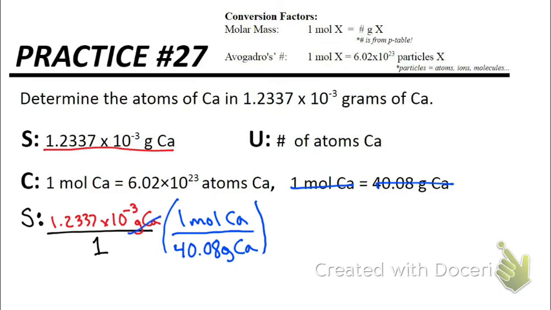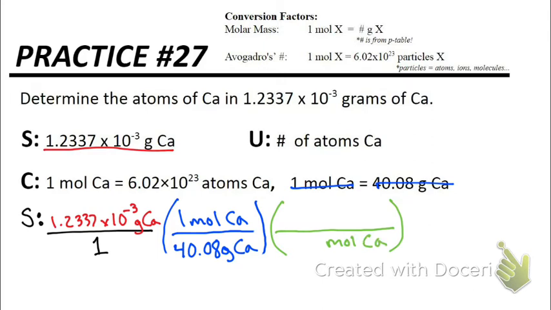So I know that grams of calcium on top will cancel with grams of calcium on the bottom, but we don't want to stop there, because if we did, we would be left with moles of calcium, and that's not what we want. We want atoms of calcium. So that means we're going to have to multiply by another conversion factor. We know what's on top must come down. So if I have moles of calcium on top, I need to have moles of calcium on the bottom.